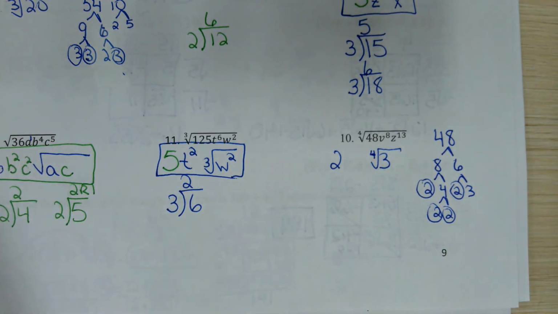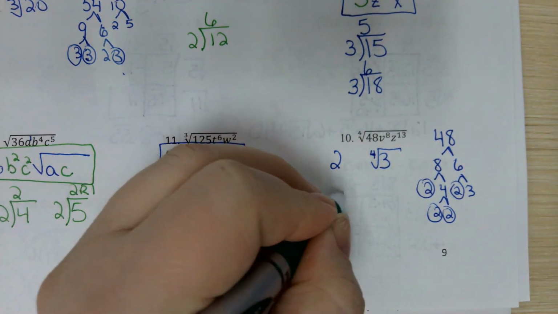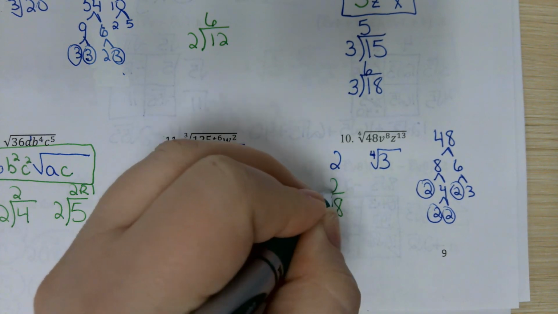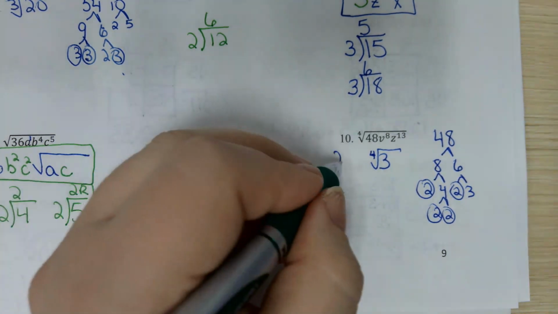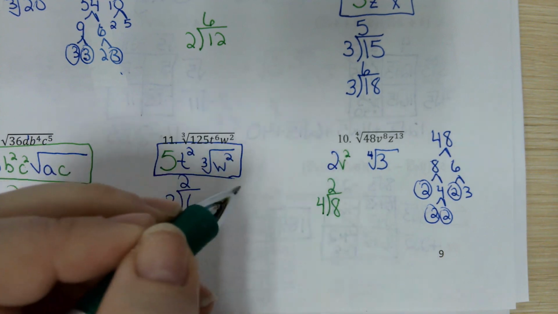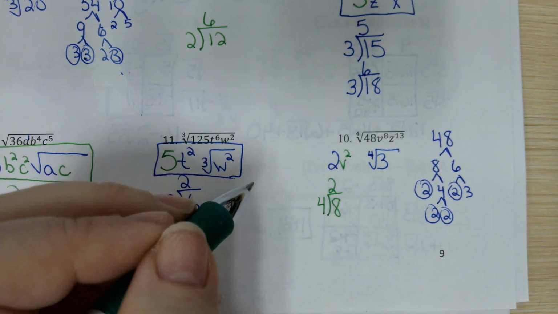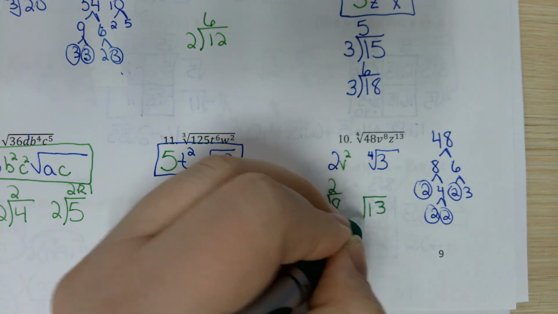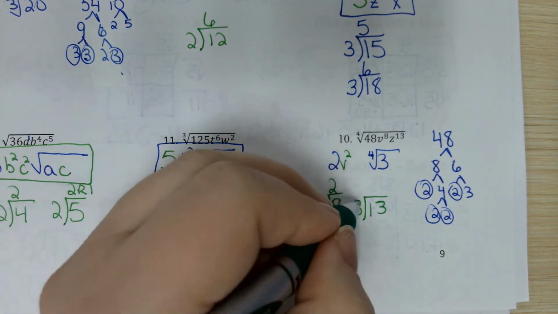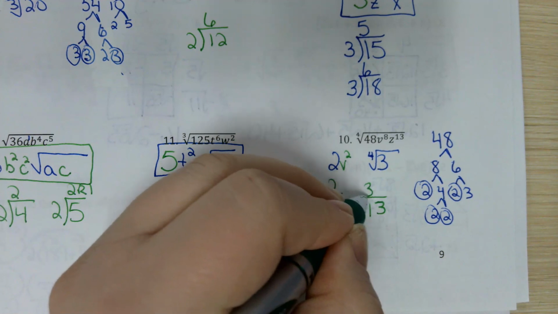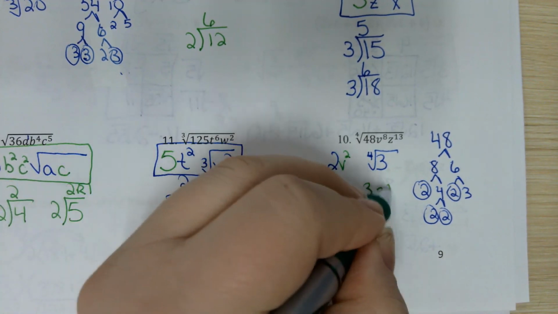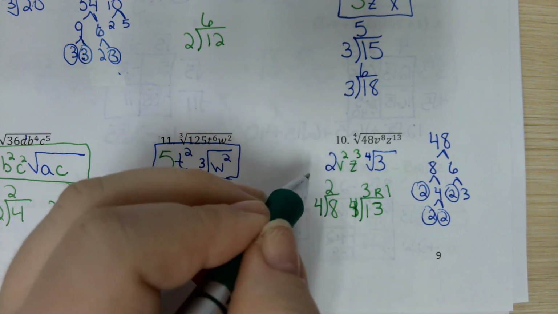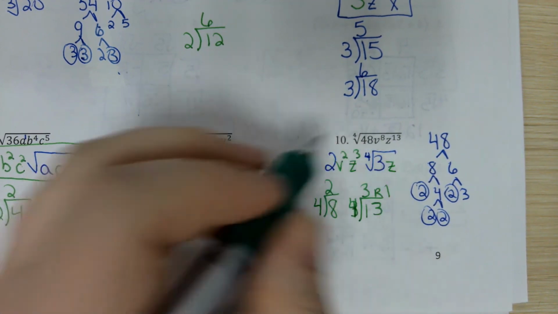The exponent is 8 for the v. The index is 4. 4 goes into 8 twice with no remainder, so v squared comes out with no remainder. Then 13 divided by 4 gives me 3, and there's a remainder of 1. So z cubed would come out, and a z would remain inside.